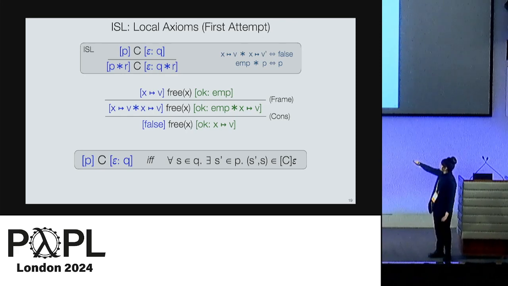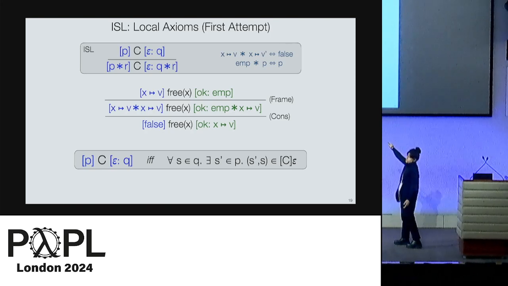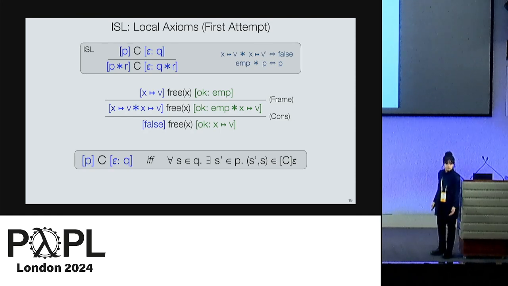Because if you remember, this is the meaning of the triple. It says every state in which x points to v can be reached by executing free on some state that satisfies false. So the things on the left-hand side are existentially quantified. And false is an empty set of states, so nothing satisfies false. So I've derived something that's obviously not valid.